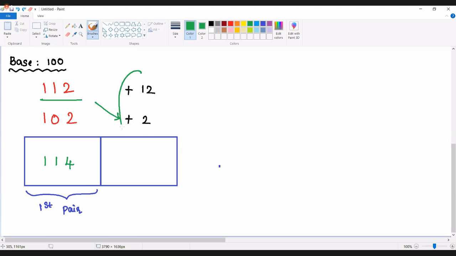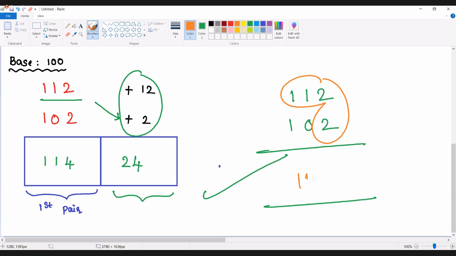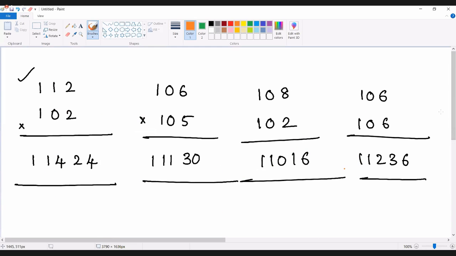Just multiply your deviations, like 12 into 2. What is 12 into 2? 24. Mark your answer choice as 11424. That's your answer. So the trick which we are using here is 112, 102. I'm just trying to tell you in very simple words. 112 plus 2 is 114, and 12 into 2 is 24. So don't take 2 into 2. The extra deviation on top of 100 we have to consider. 12 into 2 is going to be 24. That's the logic which I'm applying.